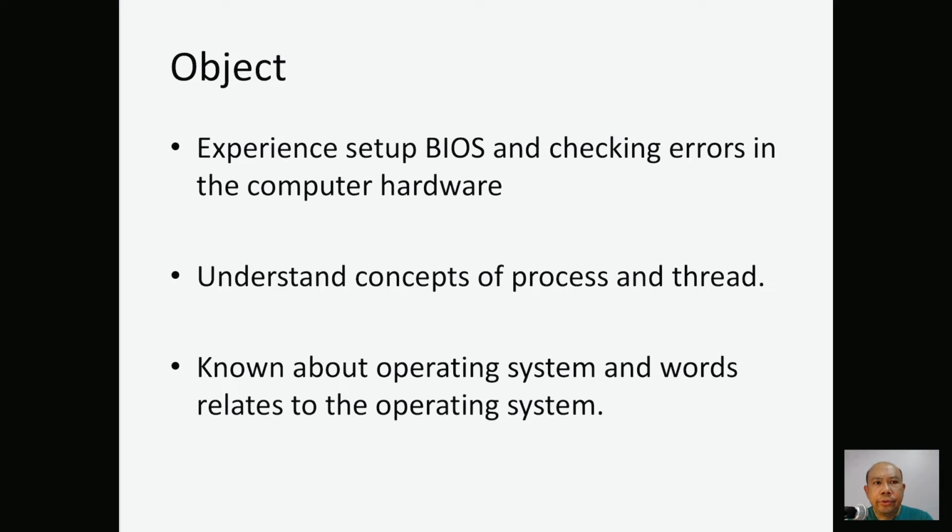And then you will understand the concept of process and thread. Process and thread relate to writing computer code, and today we develop code with multiple threads. That means you write a program and split the work into small pieces, like threads, to do parallel processing. And finally, you will know about the operating system and the words that relate to it.